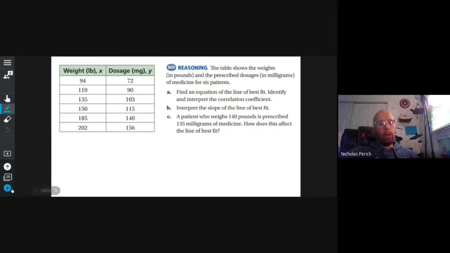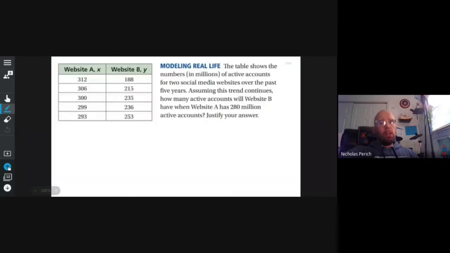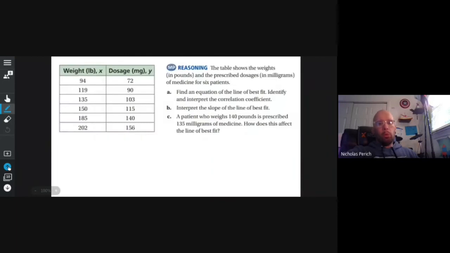How many more do I have? Oh boy. Let's see how many of these real world problems I can do. Find an equation for the line of best fit. Identify and interpret the correlation coefficient. All right, so I need to identify the line of best fit. So let's go back to our website. I'm just going to type them in.